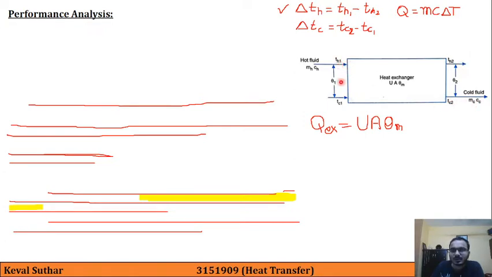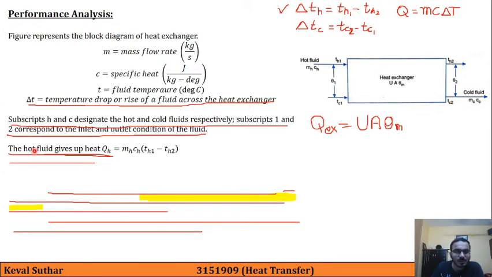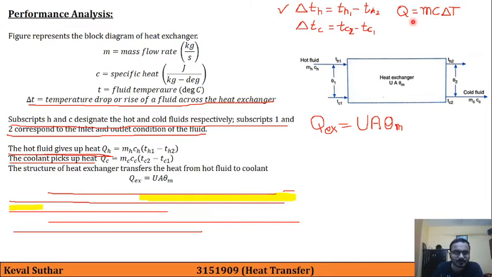Here this is the thermal head or thermal potential defined as theta1, that is the temperature difference between two fluids at inlet, that is theta1, and temperature difference between two fluids at the outlet. Now the hot fluid gives up the heat QH, which is equal to mH CH (TH1 minus TH2), and cold fluid picks up this heat QC is equal to mC CC (TC2 minus TC1). That is our standard formula we discussed, m c delta T.